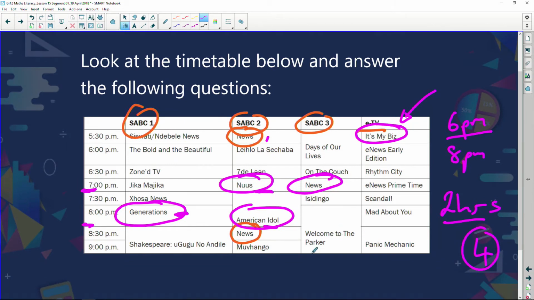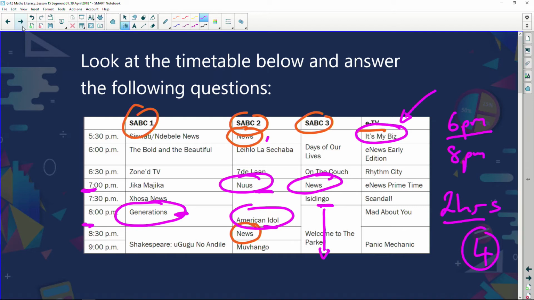Why are they actually blank here? Well, they're blank because we have a program, Welcome to the Parker, and it starts at 8 o'clock, and it just keeps going. There's not a change in program at 8:30 and there's not a change in program at 9. This program is lasting a long time. It just keeps going on and on.